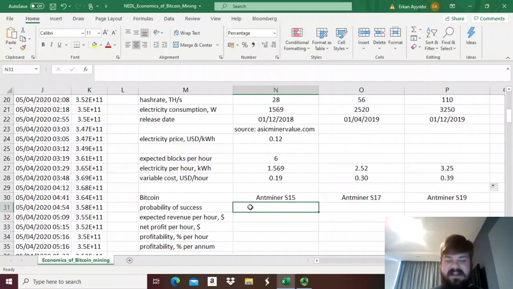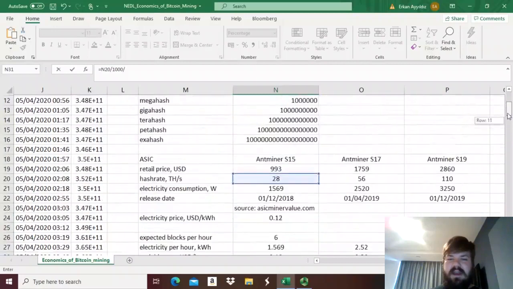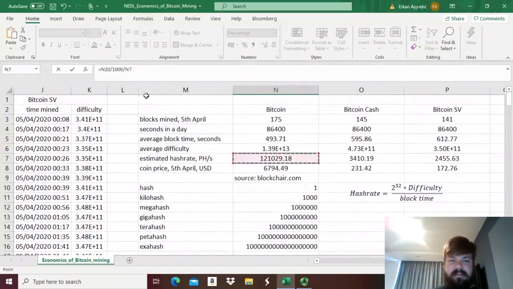So what is the probability of success for Antminer S15, for example, while mining on the Bitcoin blockchain? Well, to figure it out, we can just divide the hash rate of Antminer S15 by 1000, because this hash rate is in terahashes and we need it in petahashes. And then we need to divide it by the hash rate of the Bitcoin network, and we need to lock that, as the network hash rate stays the same ASIC to ASIC.